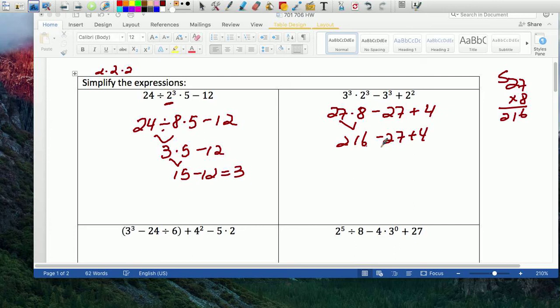So I get to do 216 minus 27. Borrow 1, 11, 10, 16. So 16 minus 7, I believe, is 9. 10 minus 2 is 8. And we got 189. So it's 189 plus 4, which gives you 193. Okay? So you just got to be careful with the exponent and not multiply, but make sure you know that it's the base repeated by itself however many times the exponent tells you to. Okay?